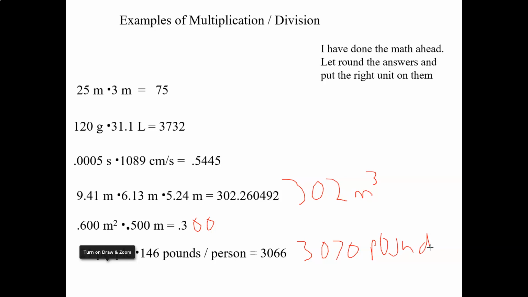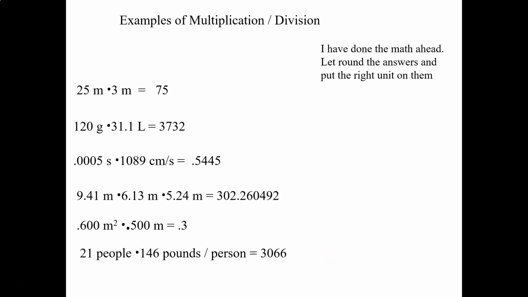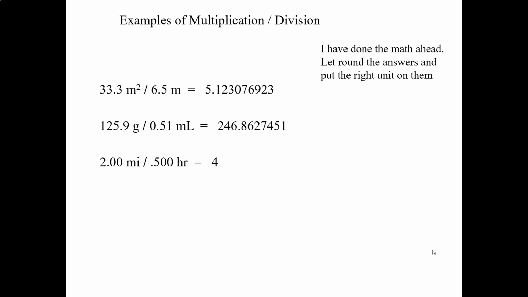My writing looks even worse than it does in real life on this screen. So that's how you do multiplication. Division, you do the same way. So what we would do is round this answer. We've got 3 sig figs, 2 sig figs. We would round this to 2 sig figs. So this would be 5.1.